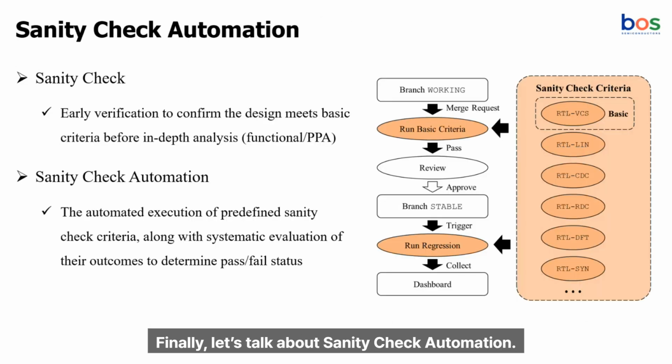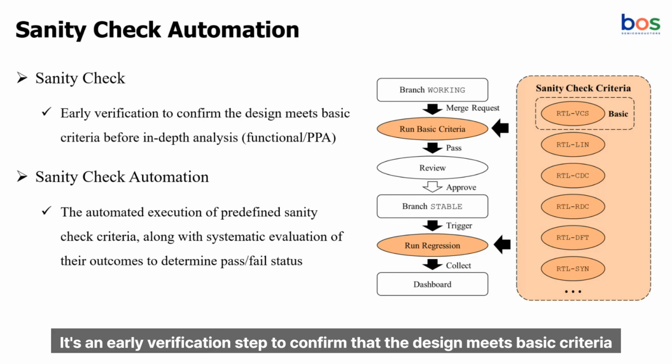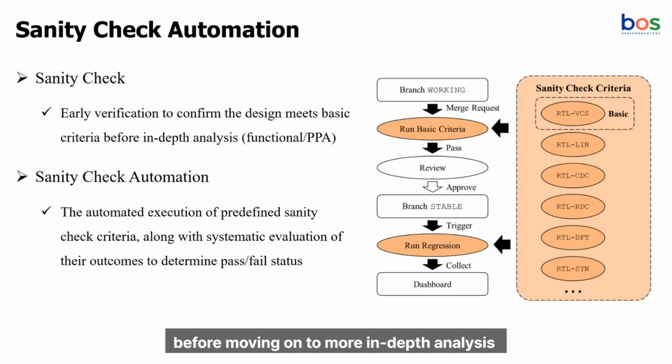Finally, let's talk about sense check automation. First, what is a sense check? It's an early verification step to confirm that the design meets basic criteria before moving on to more in-depth analysis, such as functional verification or PPA evaluation. Sense check automation means we run these predefined checks automatically and then systematically evaluate their outcomes to decide whether they pass or fail.